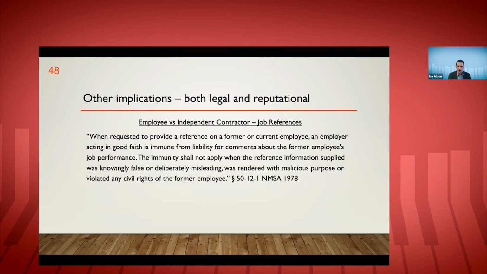And finally, job references. You have some legal cover if an employee asks you for a job reference, or a new employer of theirs. There's a statutory exemption for defamation if you're providing an honest job reference, as long as you're not doing it with malicious purpose and you're not violating any of their civil rights, namely the ADA, HIPAA, anything like that. If you're just providing a good, honest job reference for a former employee, you're basically shielded from defamation or liability for doing it.